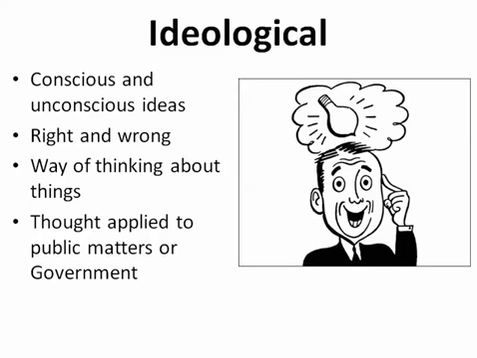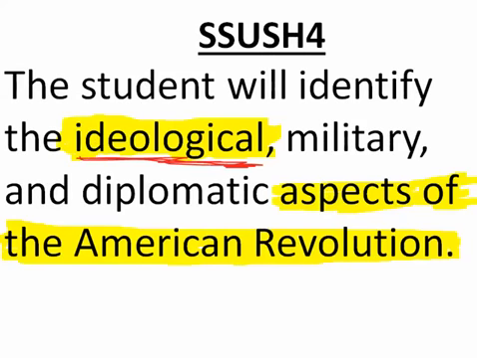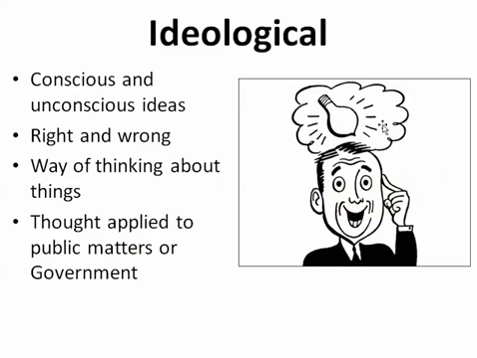Alright, so what does ideological mean? Ideological aspects of the American Revolution. What we're talking about is ideas. These beliefs and ideas that people have in their heads, conscious or unconscious ideas. Whether we know we're thinking them or we don't know we're thinking them, they're ideas of right and wrong. It pertains to a way of thinking about things. And in this case, we're going to talk about thought or ideas as they are applied to public matters. In other words, government. Between the government and the people, what's the relationship between them?